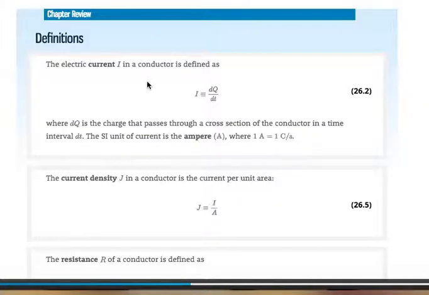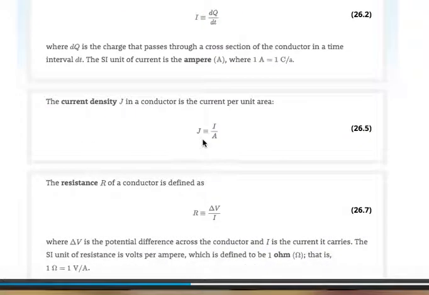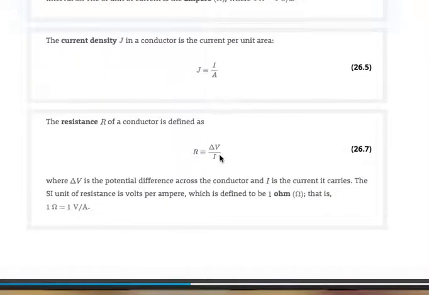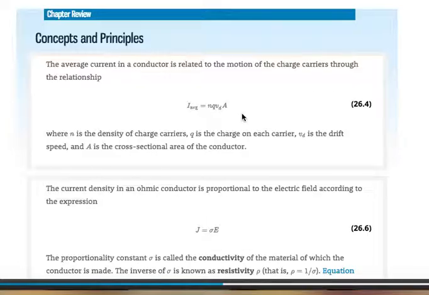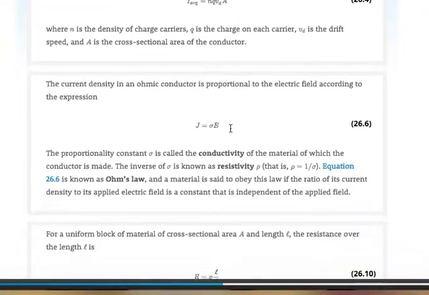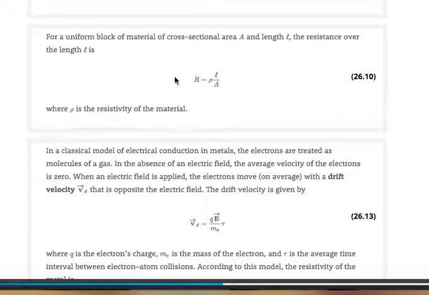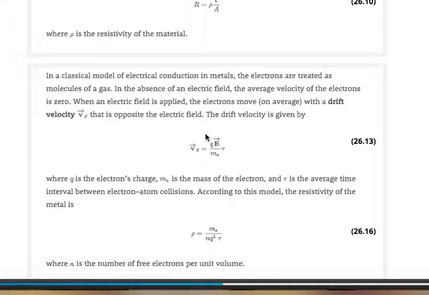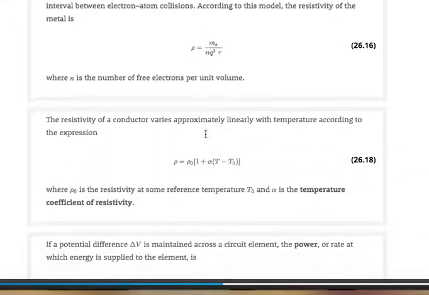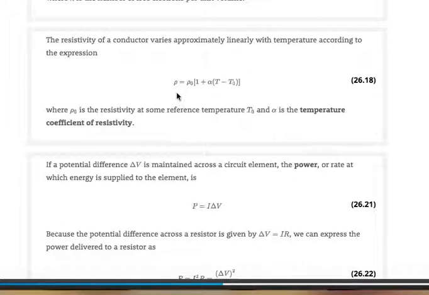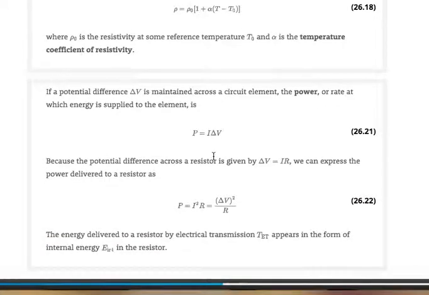All right, so these are the concepts. Here's current. It's measured in amps. Resistance. It's measured in ohms there. Resistance there, resistivity. Here's the temperature. And then power.